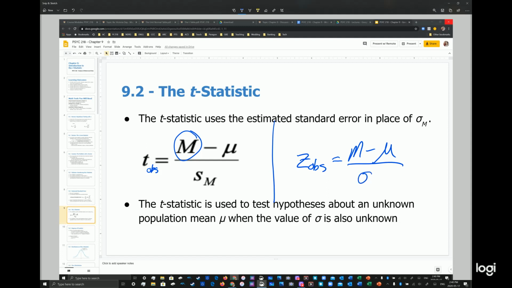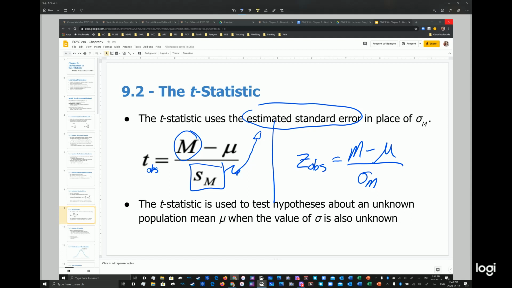So in both cases we have the difference between the sample mean and the population mean. In your z-statistic, we use standard error, that is the real standard error, when we happen to know the population standard deviation. Here, we use the estimated standard error. So that's what this is right here. And so instead of using your z-statistic, we're going to use the t-statistic to test our hypotheses.